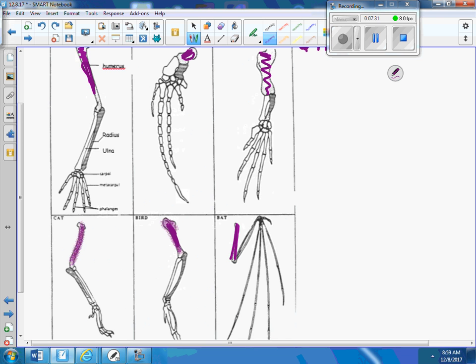So I'm using the crayon function. When you do the radius, you pick the same color. Not purple, though. Pick a new color. Maybe the radius you're going to color red. Who knows? So you're going to compare each of the bones for each one and make a tiny little key. You're going to answer the questions.